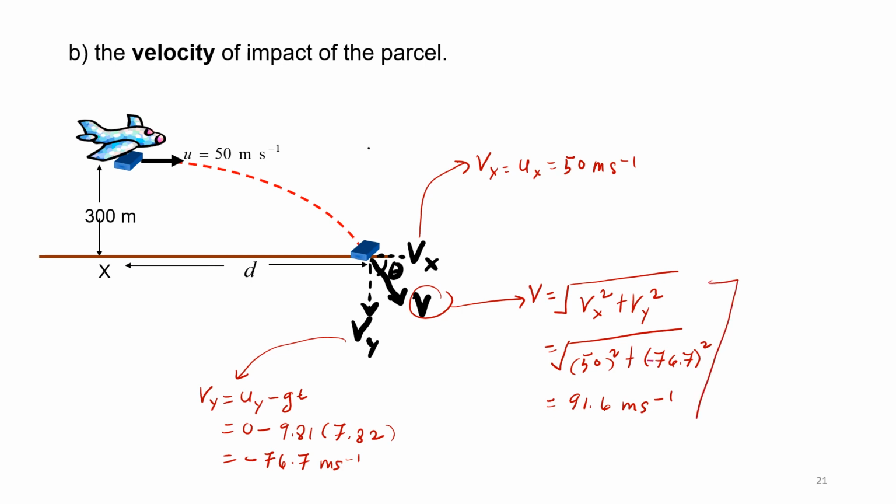After that, we calculate direction. We calculate the value. We get direction negative 56.9 degree.